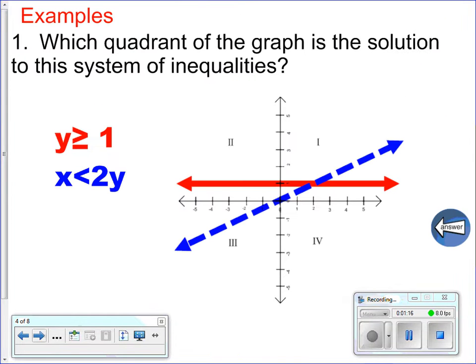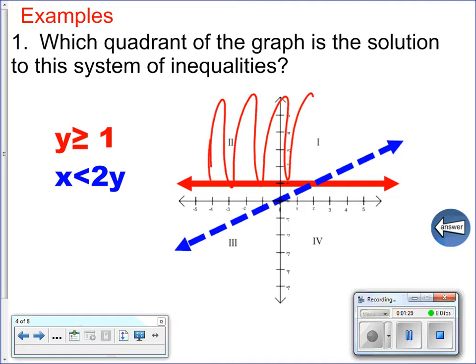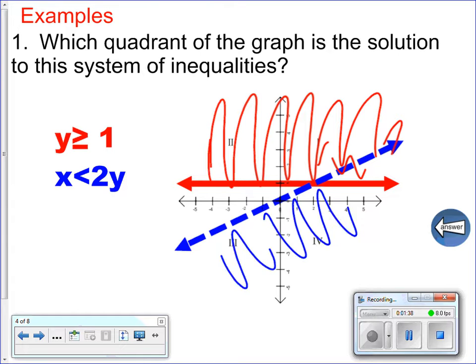So let's try some examples. This first one just says, which quadrant is the solution to this system of inequalities? We have y is greater than -1, so that means our shading is up here, all the way in here. And in this one, x is less than 2y, our shading is down here. So they overlap right in here, which is quadrant 1.